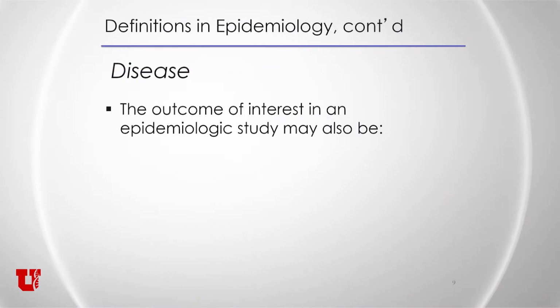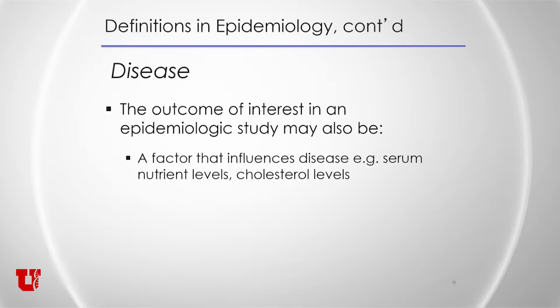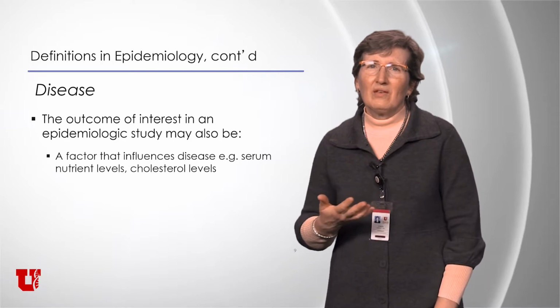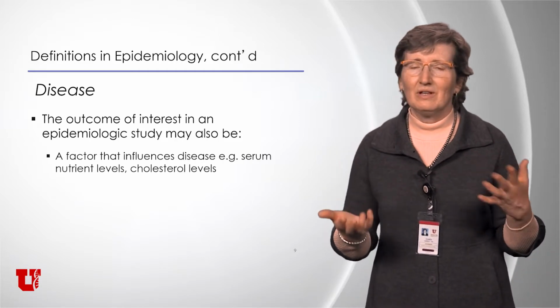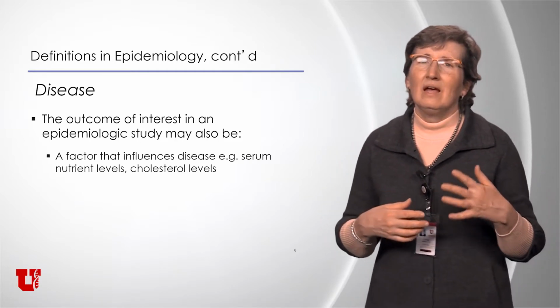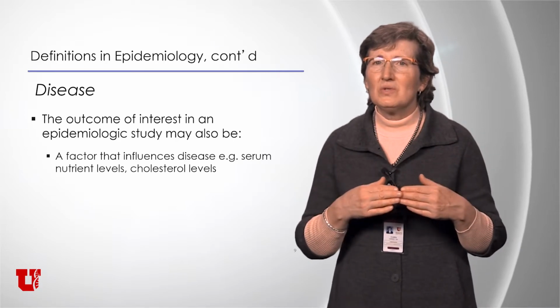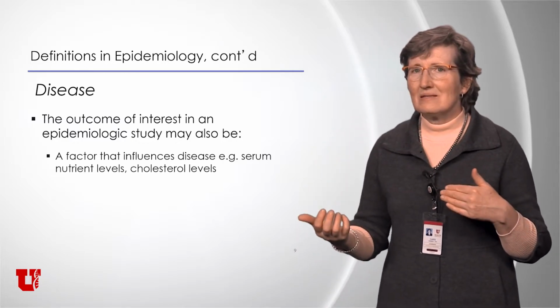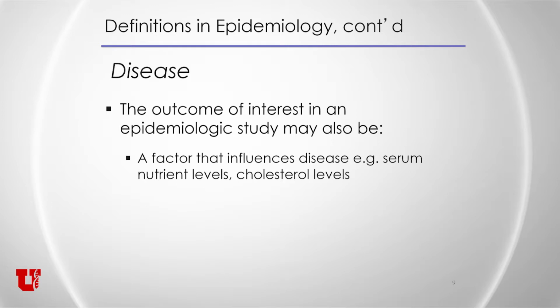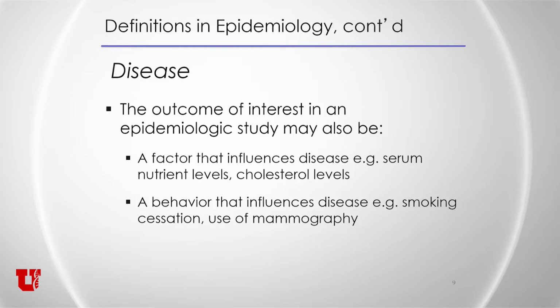patients. So the outcome of interest in epidemiologic study, we can also use these epidemiologic studies to study certain other things, or they commonly are used to study certain other things. So we might study a factor that influences disease. So if it's known that certain nutrients are helpful in preventing disease, or that maintaining a low cholesterol level or certain types of cholesterol will protect us from heart disease, if we already know something about that, we may choose a biological endpoint that's not disease itself, but it's one of these factors that influence disease that might be more measurable in the short term. We might also study a behavior that influences disease.